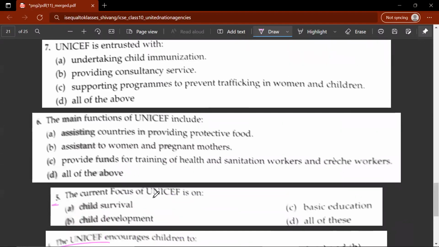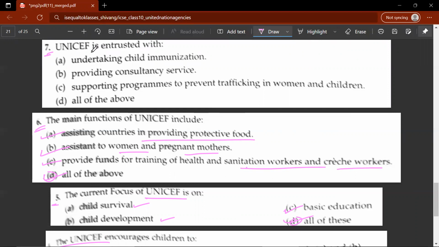Fifth question. The current focus of UNICEF is on. So it is on D, all of these. It is focused on child survival, child development, and basic education. Sixth question. The main function of UNICEF includes. So it includes D, all of the above. So you have assisting countries in providing protective food, assisting women and pregnant mothers. C, providing funds for training and health of sanitation workers and pressure workers.